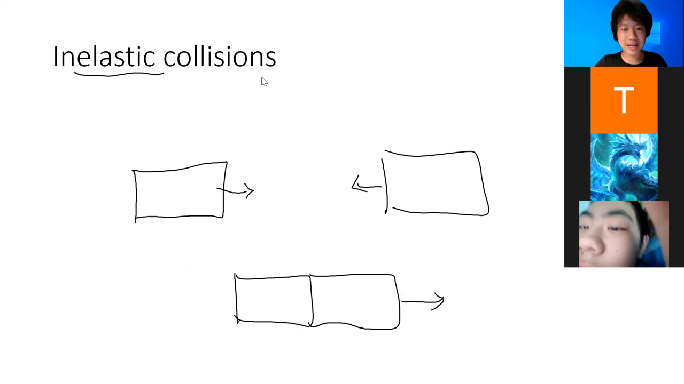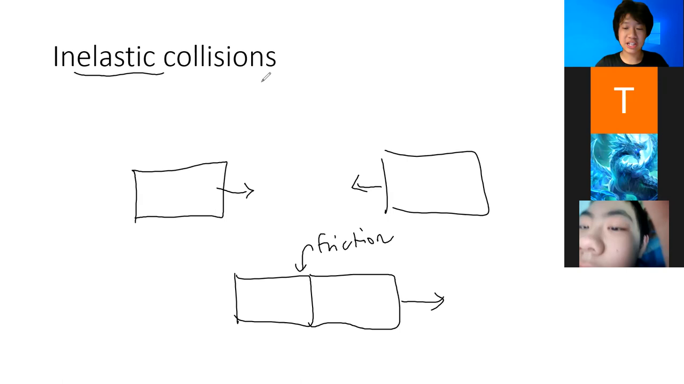So what does that mean here? Well, why would they stick together in the first place? There has to be friction here. Friction causes these two objects to stick together. So in an inelastic collision, there has to be friction between these two objects. If it's frictionless, then they're going to bounce. Friction is the force that's causing these objects to fuse together. In an elastic collision, which we're going to talk about later, there's no friction. There can't be friction.